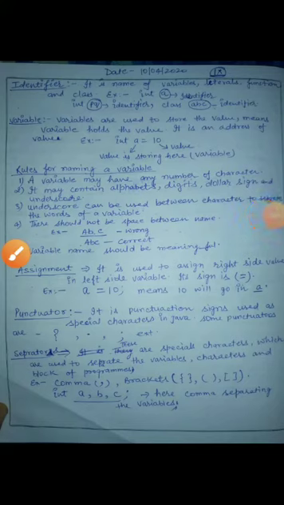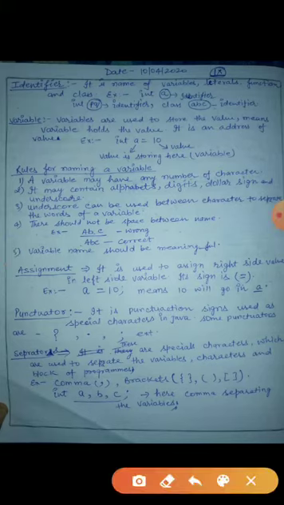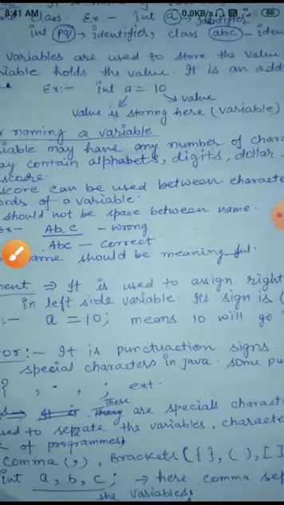Hello children, now we are doing what? Tokens. Today I will tell you about the tokens. The first one is the identifier. The first one is what? Identifier. So now pay attention here.